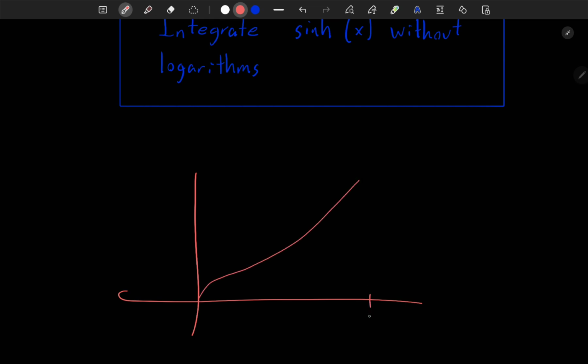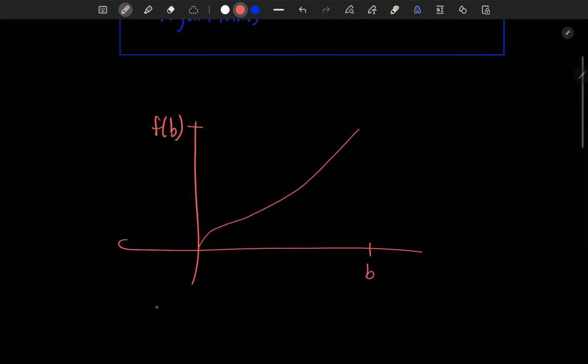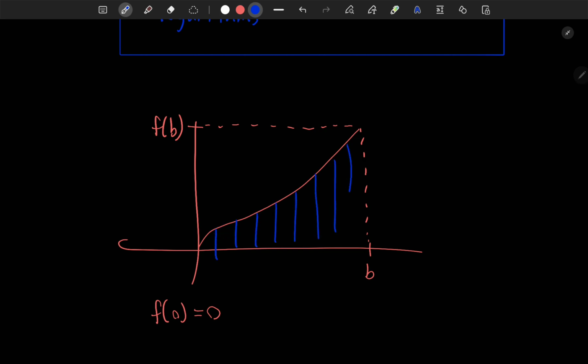and it's going to go to, let's say, b. There's f of b. And let's say that f of 0 equals 0. We can always shift things to make this true. So we have this nice little rectangle. We have the following identity.